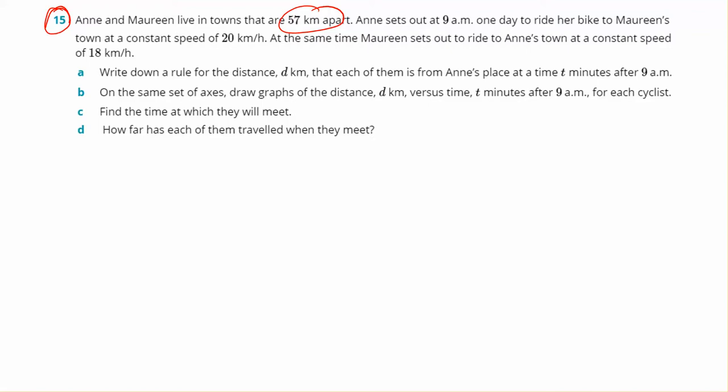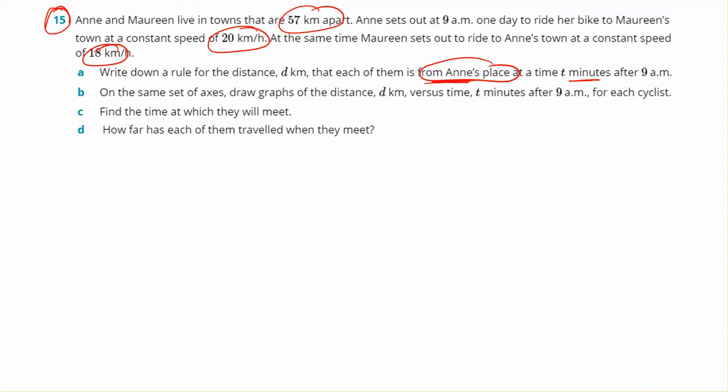Anne sets out at 9 a.m. one day to ride her bike to Maureen's place at a constant speed of 20 kilometers per hour. At the same time, Maureen sets out to ride to Anne's place at a constant speed of 18 kilometers per hour. Write down the rule for the distance of each of them from Anne's place. That's key. From Anne's place. T is in minutes after 9 a.m.